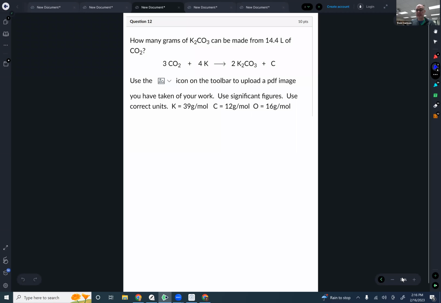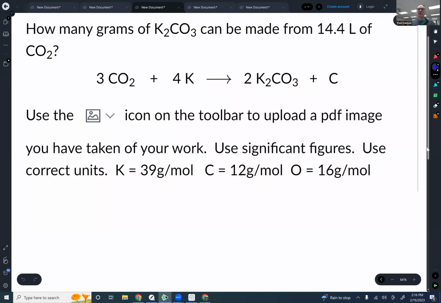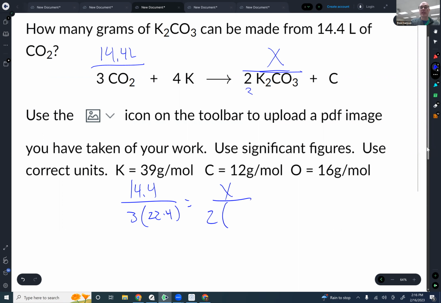Now, question 12 gets into some of the stoichiometry. So here we go. You're given 14.4 liters of CO2. How many grams of this are there? So I've got to set up a ratio. 14.4 over 3 times 22.4, because it's in liters, equals X over 2. Now I've got to add up my weight here. 39 for the 2 potassiums each, 12 for the carbon, and 3 of the oxygens at 16. So that is a total of 48 plus 12 plus 39 plus 39, and that gives me 138 as my total here.